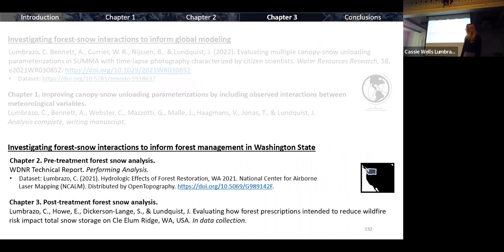So now I was talking about forestry work happening. You're like, you haven't told me about what the forestry work is, Cassie. So here is chapter 3. We're going to look at the post-prescription forest snow analysis. So this work is in collaboration with Emily Howie and Susan Dickinson-Lang and Jessica. This is funded by Washington DNR and TNC. And we're really interested to now move into understanding the post-treatment forest snow.